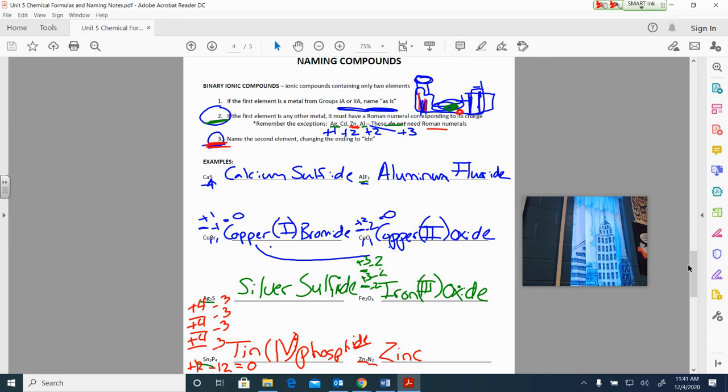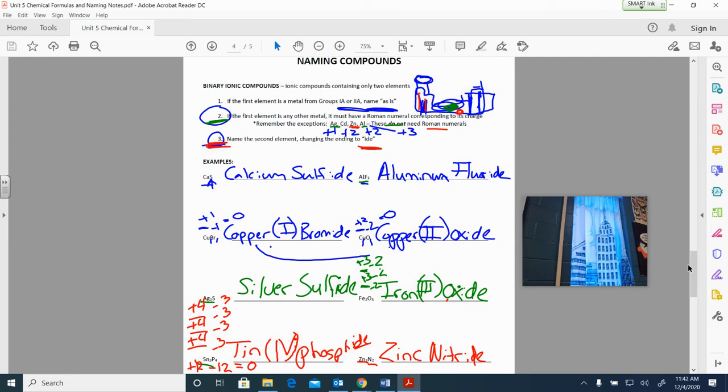The second element, we always change it to -ide. So I find N on the table. N is nitrogen. So nitrogen becomes nitride. Again, how I know where to make the cutoff is I think about its name and I cut it off where it has 2 vowels. This is the first vowel, this is the second vowel. That's where I make the cut. So nitr, then I tack on the -ide, nitride. And there you go. So that is how we do ionic naming when it's just 2 elements.